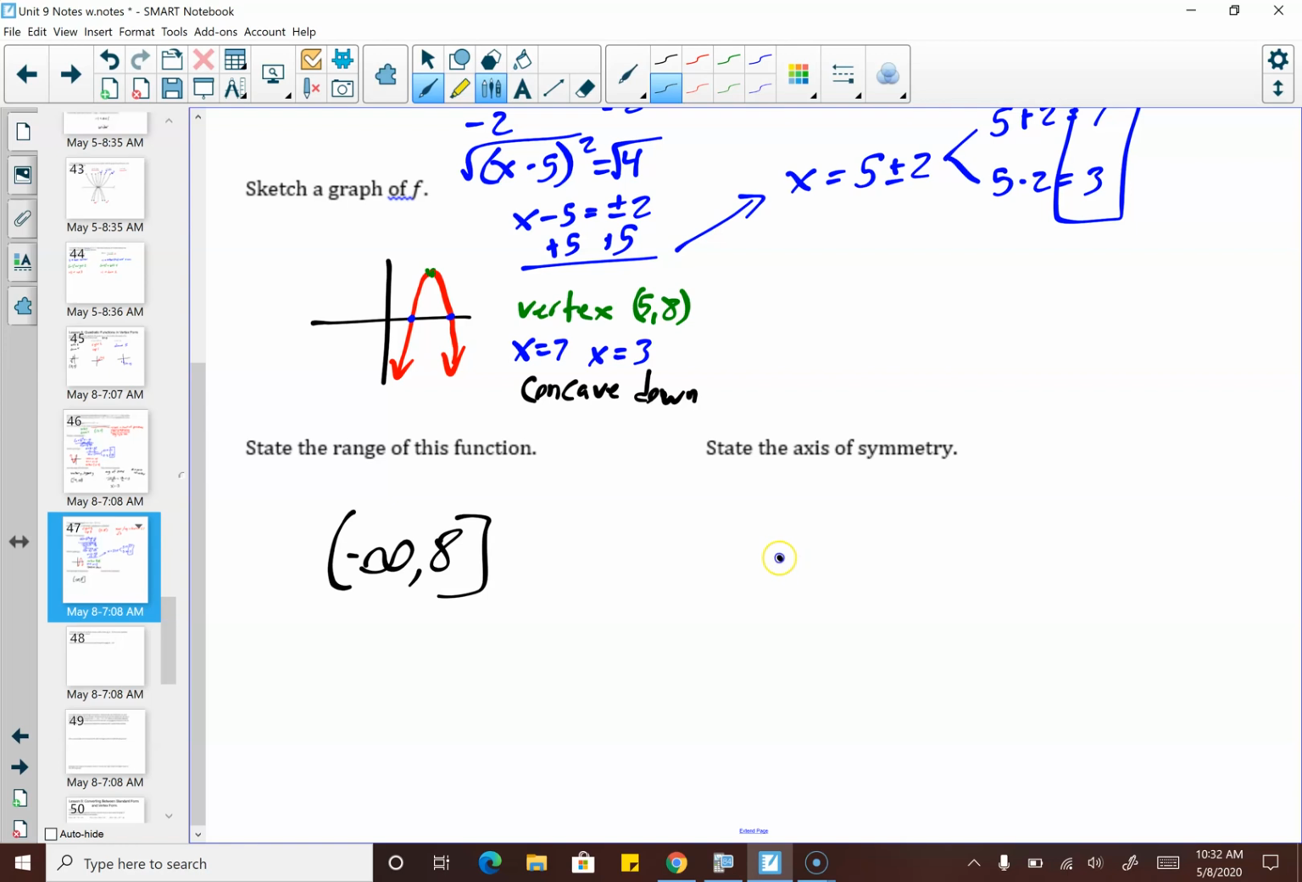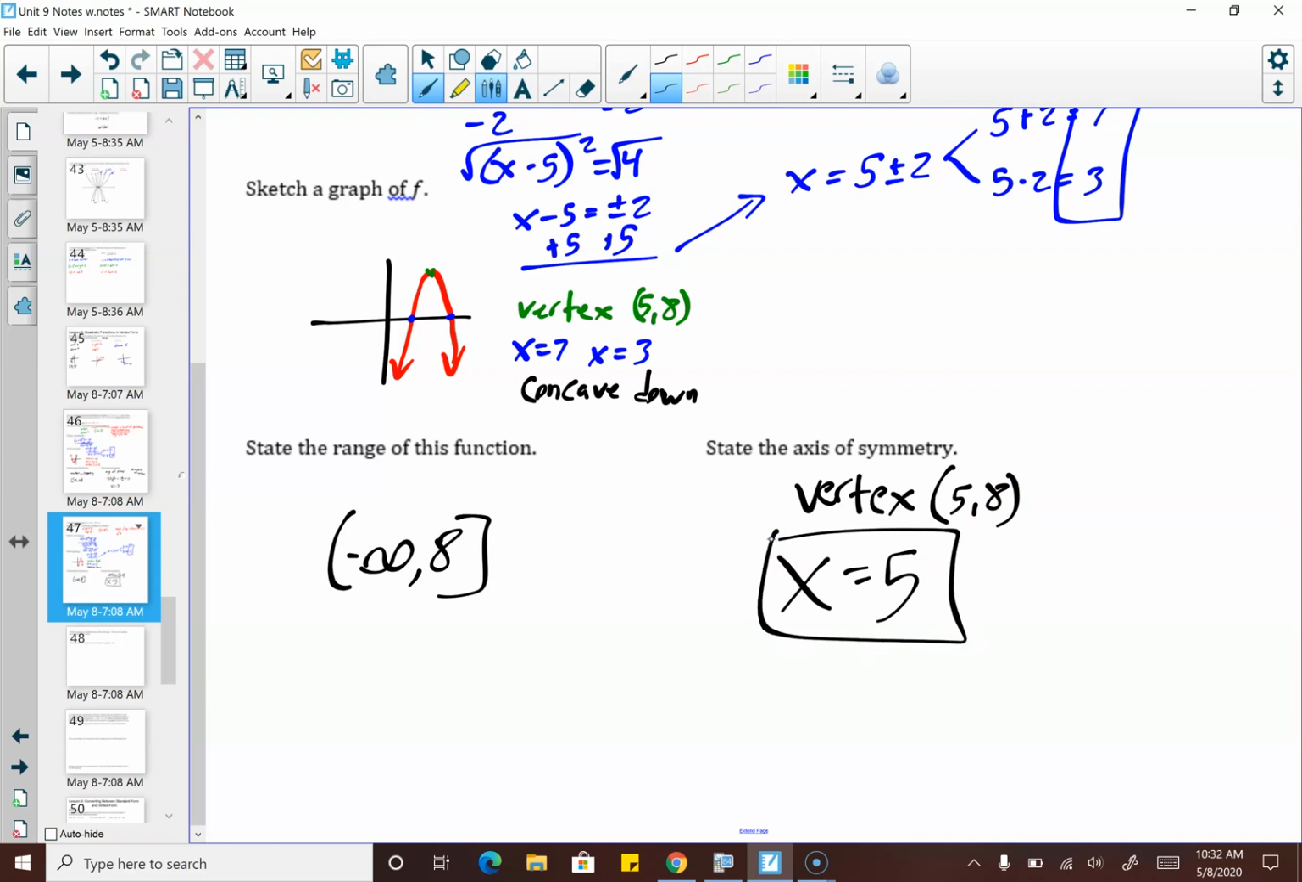And then if we want to state the axis of symmetry, I'm going to take it real easy, as our vertex is 5, 8. Last time I used the average of the zeros. This time I'm just going to use the fact that I know what the vertex is, and I know my axis of symmetry is the x part of my vertex. So that's another way to do a lot of solving based on a quadratic in vertex form.